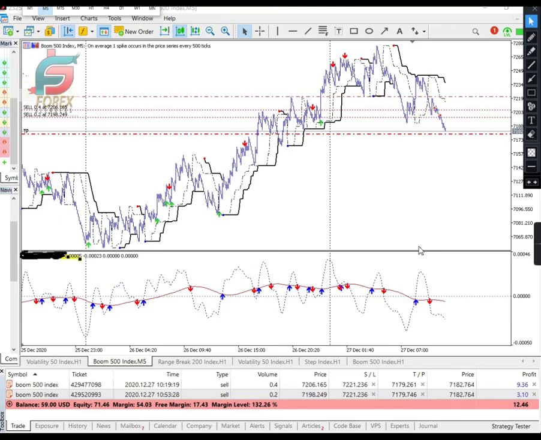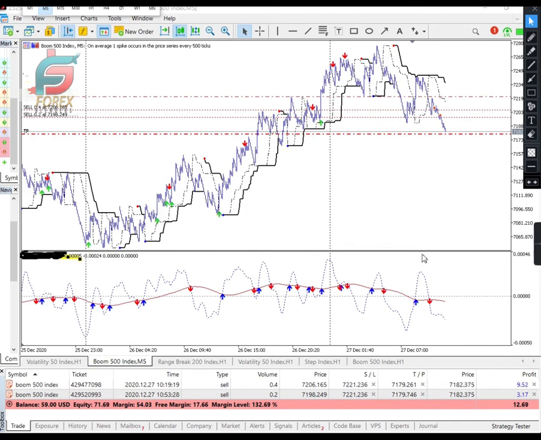Tutorial, and today I'm going to show you a simple indicator that you can use to trade boom and crash. After testing this indicator for a while, I decided to trade its signal to see the performance. So this is the way you can use it.